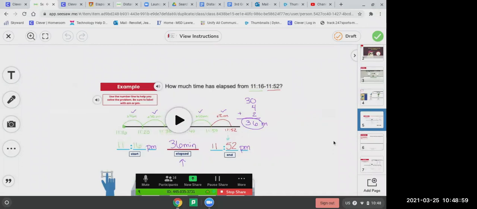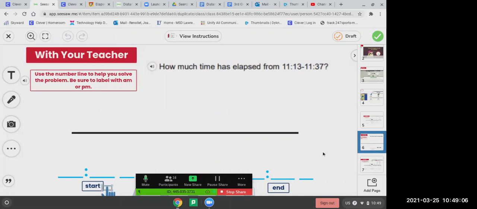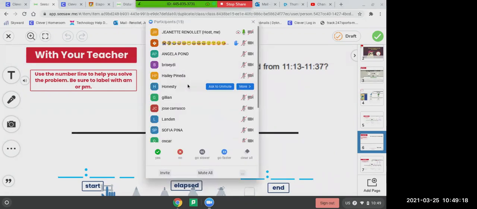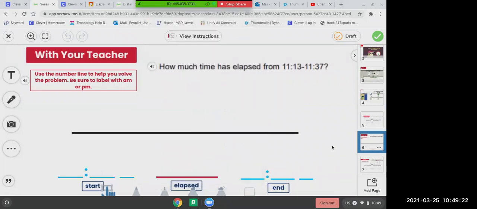All right, so thank you to Ms. Sharp for that great example. Let's go to slide number 6 together and let's do one together. Everyone should be on slide number 6 with me. We're going to do this example on slide number 6. I want you to read the example, the problem at the top.